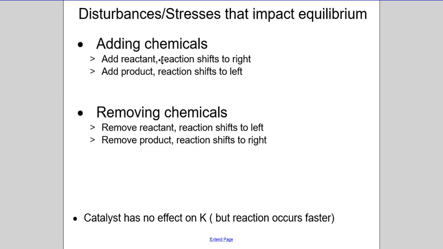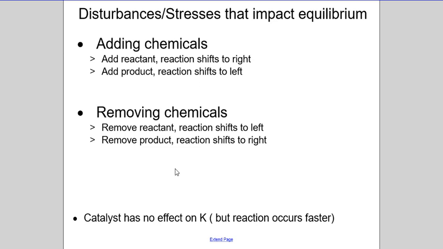So we stressed it by adding reactants. Then that means that the system will shift right. The reactants will go down. The product will go up so that we can get back to equilibrium. If we add a product, then the direction needs to shift left. The products need to go down and the reactants need to go up to get back to equilibrium. So anytime you add chemicals, it shifts to the opposite side of whatever you just added.